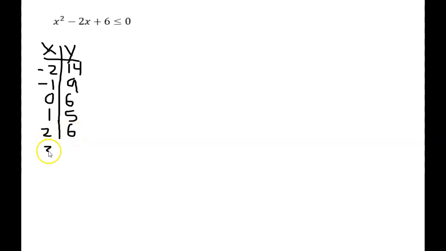And let's just do one more just to see what's going on. If I put a 3 in there, that's going to be 9 minus 6, which is 3. 3 plus 6 is 9. So I put in quite a few different values. I notice it starts high, it bottoms out around this 5, and then it goes high again. So I don't see anywhere where we're going to get negative values for this y, but that's still not good enough to say that there's no solutions. We have to do something more.